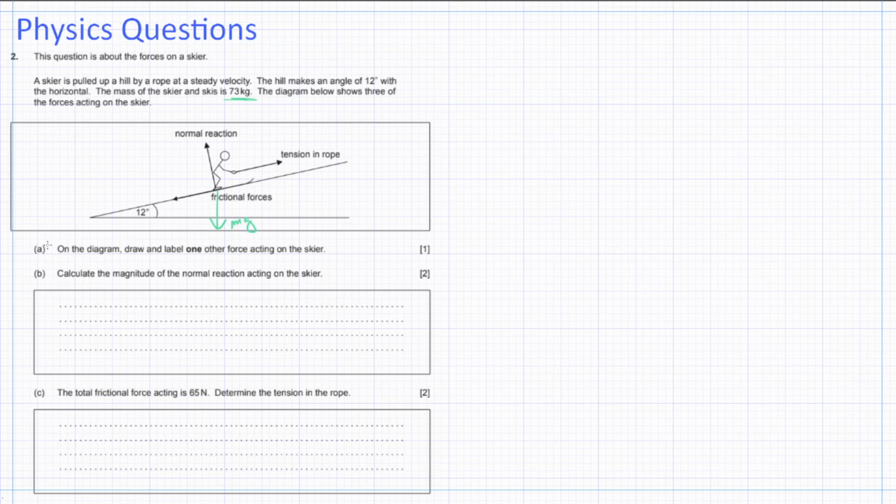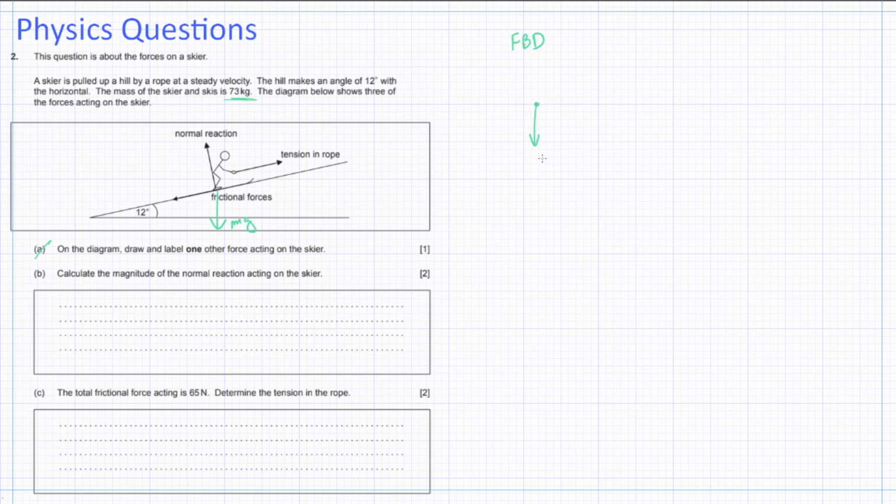So A is done. Letter B, calculate the magnitude of the normal reaction acting on the skier. So the normal reaction is basically the force that the floor will have to do so this skier doesn't go through the floor. So we have to decompose this weight that we have here. So how do we do that? Let's make a free body diagram. So a point in the middle, that's our skier and his skis.